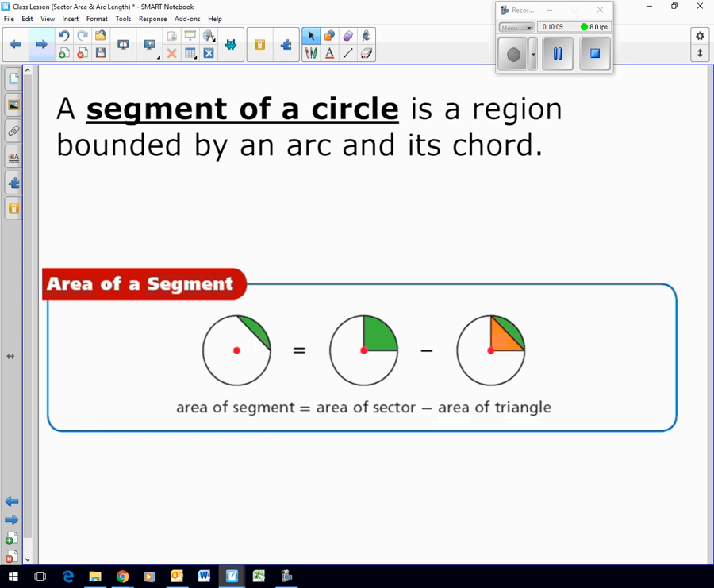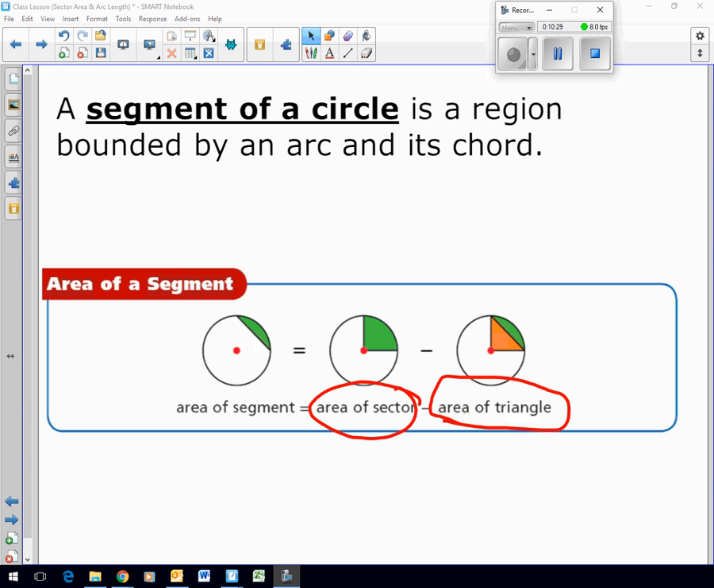You don't have to write that down. You do have to write this down. The area of a segment equals the area of a sector minus the area of a triangle. Won't lie, I think this is the trickiest part all day. So why do I say that this is a little difficult?